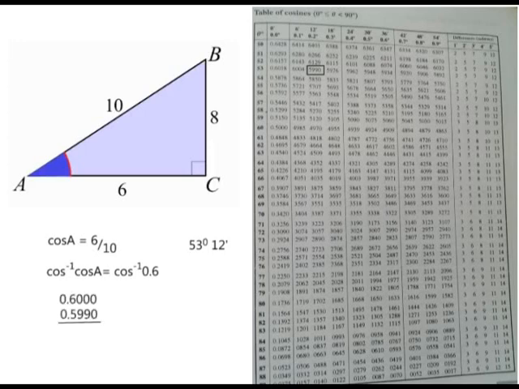The difference, we get 0.0010. We go to the differences columns and look for 10. It is not there, but we have 9. This is under column 4 minutes. We subtract this from our angle. 53 degrees and 12 minutes subtract 4 minutes will give us 53 degrees and 8 minutes. And this was the same angle we had.